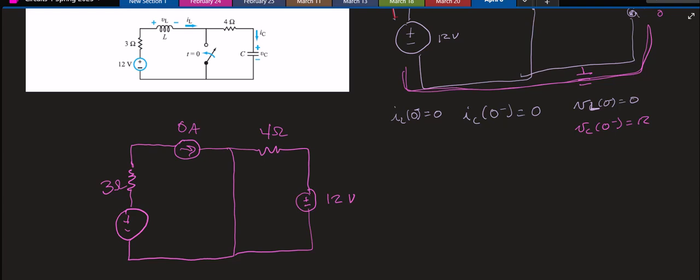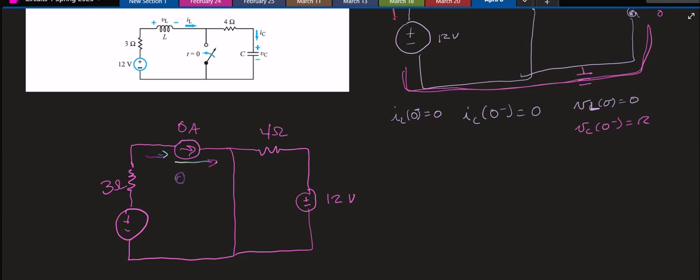So the current through the inductor has to be 0, because it can't change instantaneously. So that means we have no current in this branch. All of this current has to be 0 because it can't change instantaneously. And the voltage here cannot change instantaneously. So we know that we have to have the 12 volts right here.